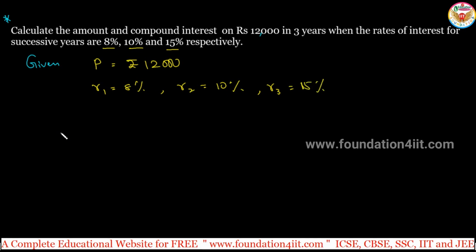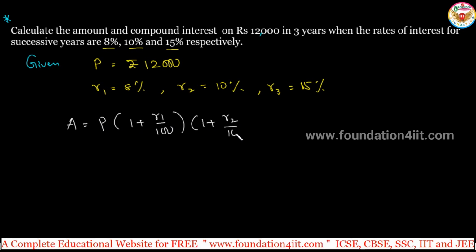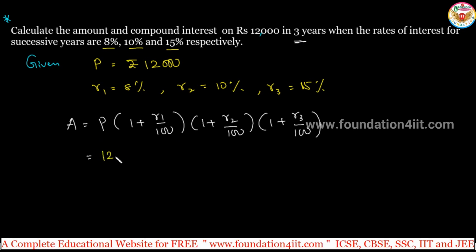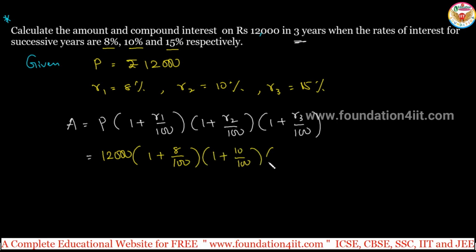Okay, so according to the straight formula, the amount is equal to P into 1 plus R1 by 100, again 1 plus R2 by 100, 1 plus R3 by 100. We take only 3 times because of 3 years. Just apply the values in this and you'll get the compound amount value first. Amount is 12,000 into 1 plus R1 which is 8 by 100. Again 1 plus R2, 10 by 100, and 1 plus 15 by 100.